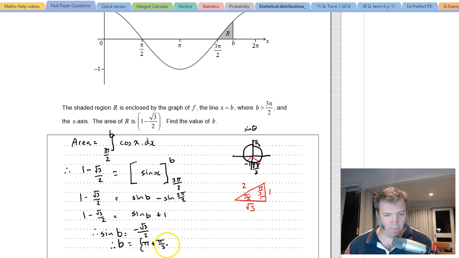or it's going to be 2 pi minus that angle to get the fourth quadrant one, minus pi over 3 there. Now, what did it say in the question? It said b was greater than 3 pi over 2. Well, that first one is going to be less than 3 pi over 2 clearly, so we can get rid of that. Therefore, b equals 2 pi minus pi over 3, 5 pi over 3. Nailed it. There we go.